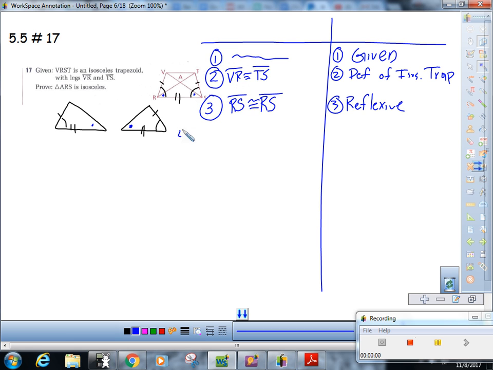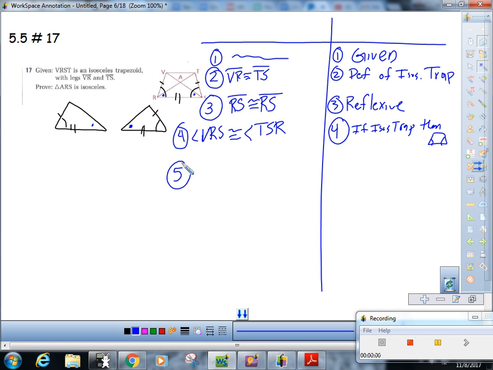And I'm going to say that angle VRS is congruent to angle TSR. And that's going to be if isosceles trapezoid, then base angles congruent. I don't know if you've ever written a reason that way, but for some of these reasons, if time is tight, you just got to kind of get creative and hope that I'm in a good mood when I'm grading your proofs.